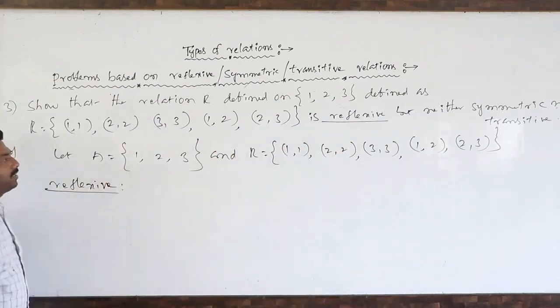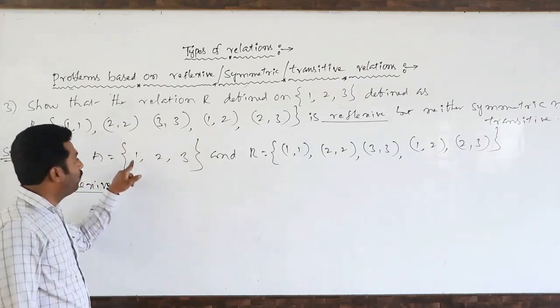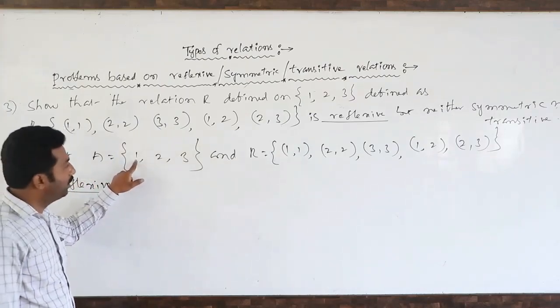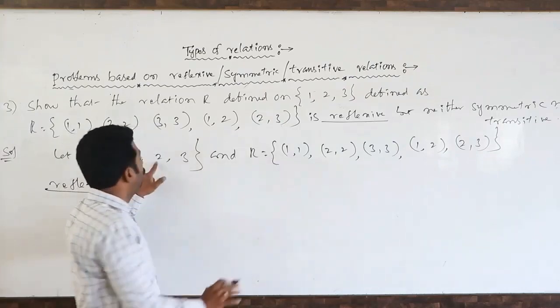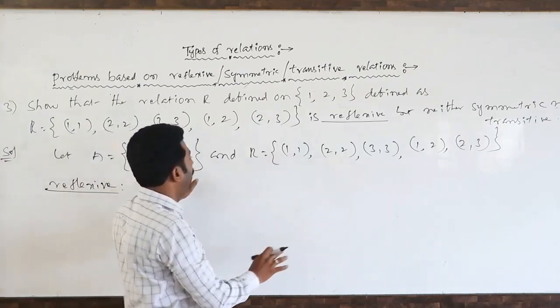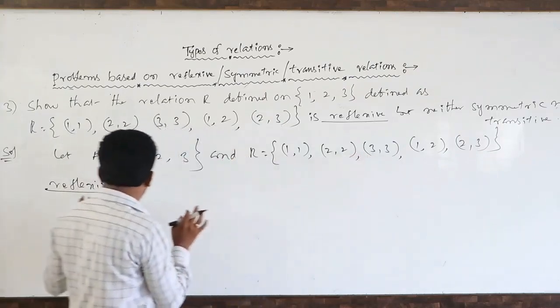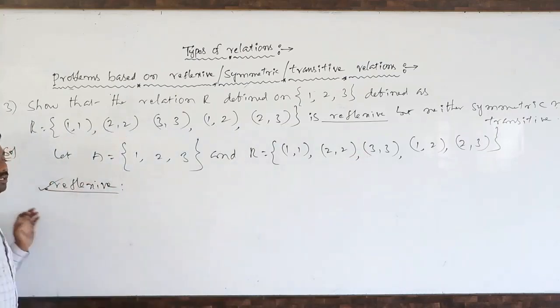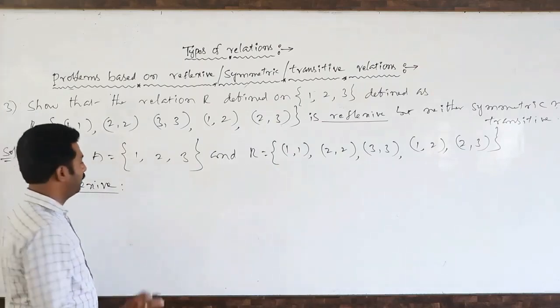Whether capital R is reflexive. How to check reflexive? First we have to see the non-empty set. 1 is there. 2 is there. 3 is there. So capital R is a reflexive relation, but how to write the answer in the examination?